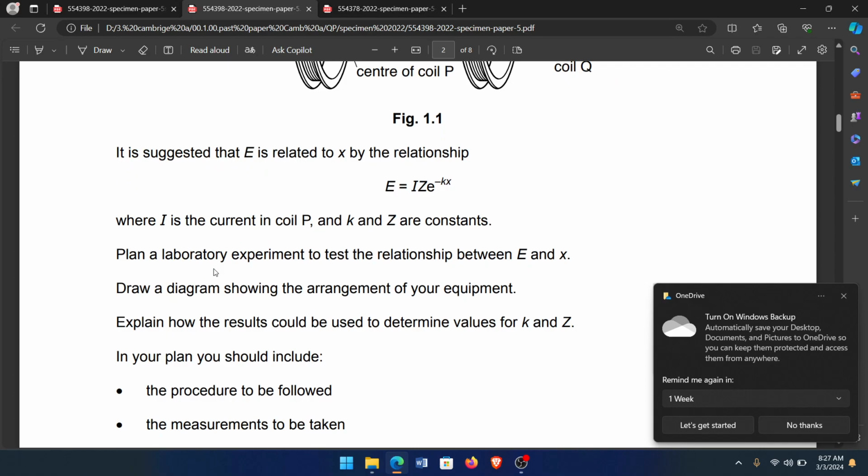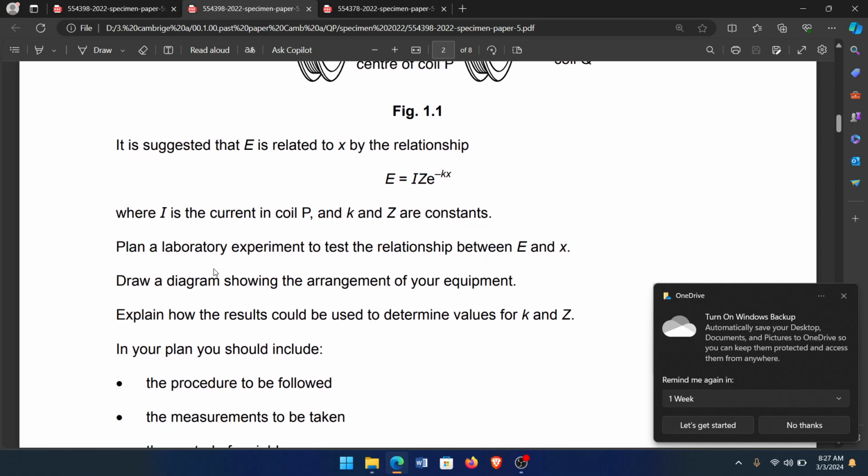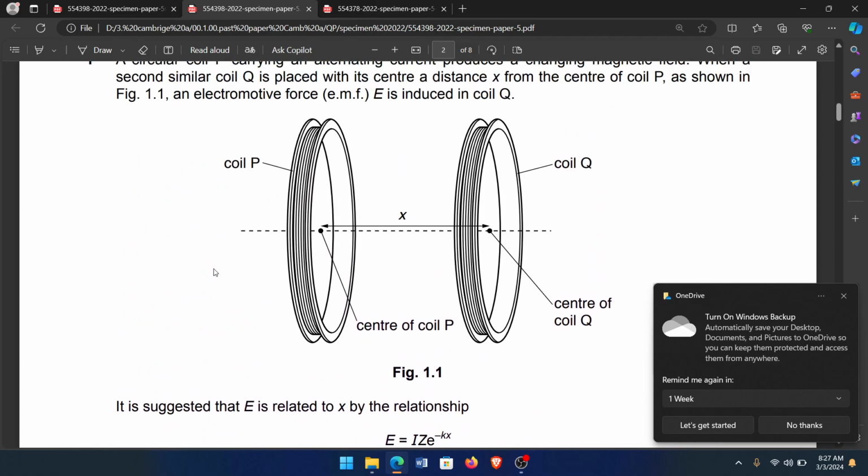Okay. So you cannot change the current during the experiment. It's a control variable. And E and X are variable. Look, if X is increased, then definitely less EMF will be induced. Clear? Okay.